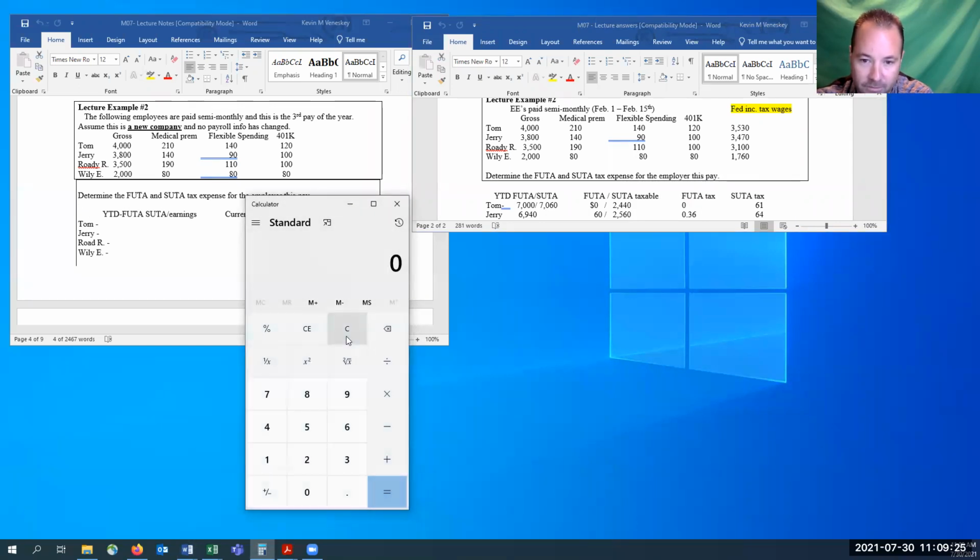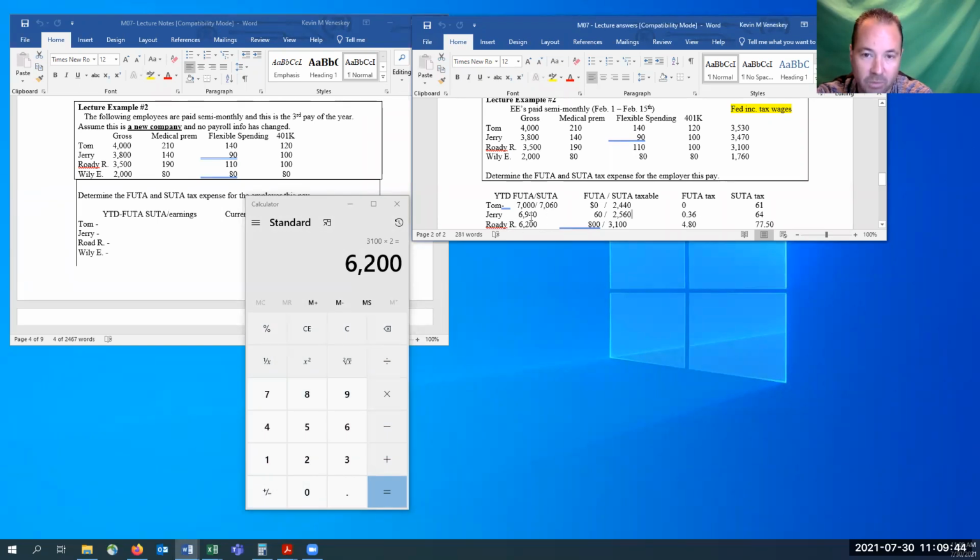All right, Roadrunner, 3,500 minus 190, minus 110, and minus 100, $3,100. So times 2. This guy is at $6,200, not over either cap. So that is their year-to-date wages for both. 3,100 plus 6,200 takes us way over the FUTA cap. So we only have, if you take 7,000 minus 6,200, 800. And then if you take 6,200 plus another 3,100 in total wages for the pay, that doesn't take us over the cap for SUTA. So we can do the full 3,100.